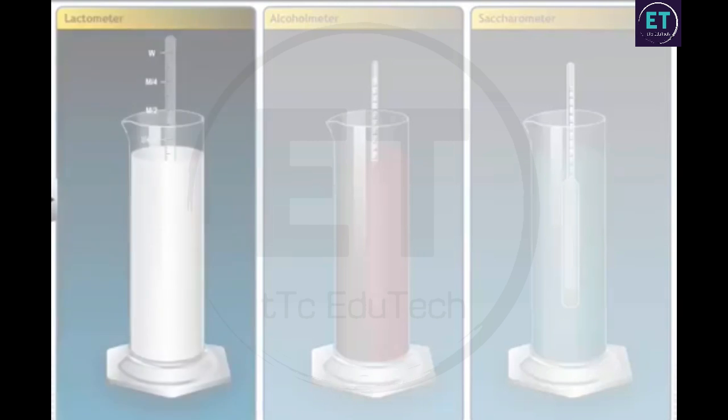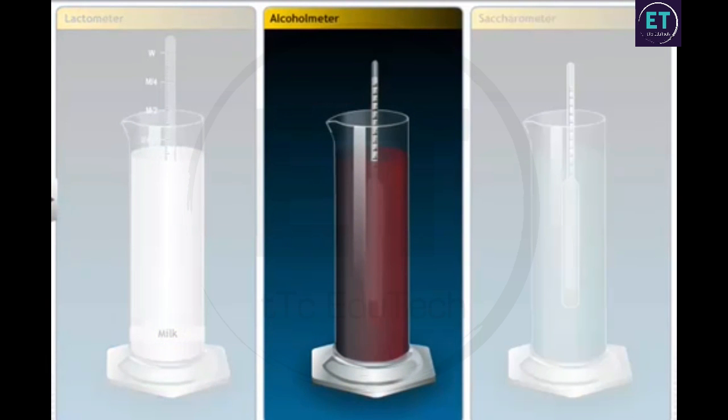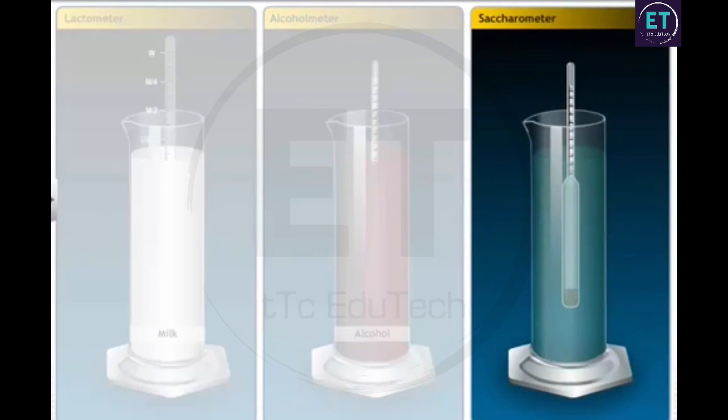For example, a lactometer is used to test the purity of milk on the basis of its relative density. An alcohol meter uses the concept of relative density to determine the alcoholic strength of a liquid. Similarly, a saccharometer is used in determining the amount of sugar in a solution.